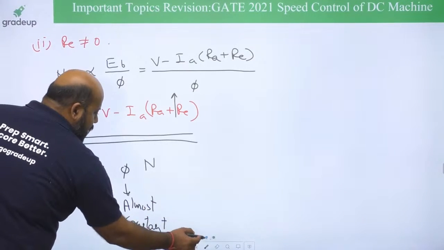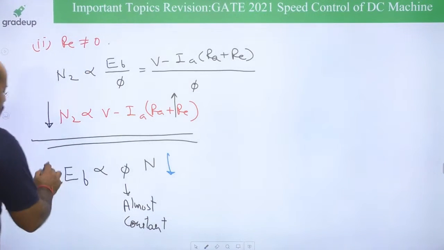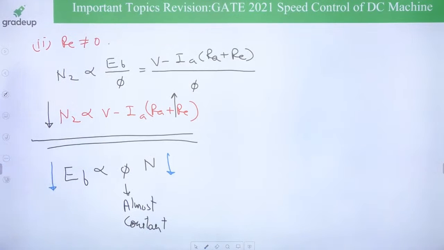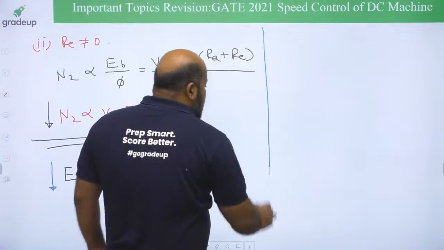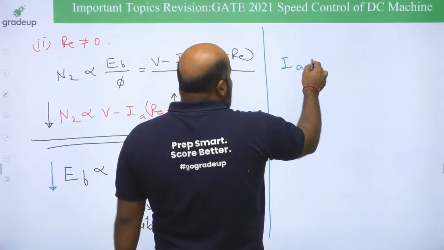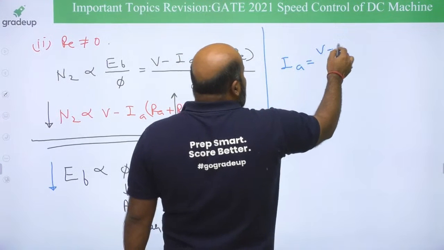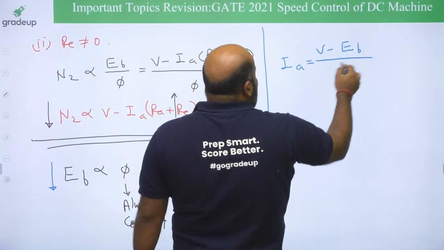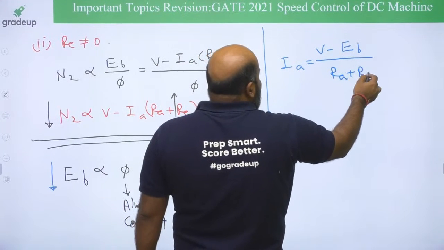Now, if the speed is going to reduce, back EMF is going to reduce. And if you see the armature current, how can you write the armature current? V minus EB upon RA plus RE.